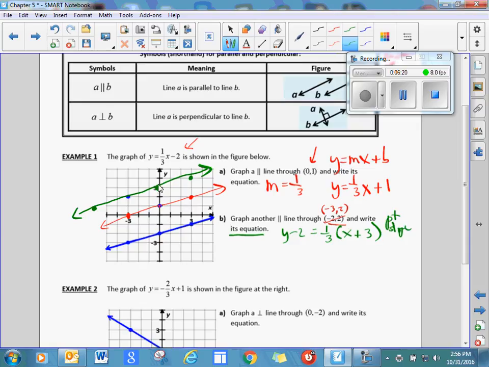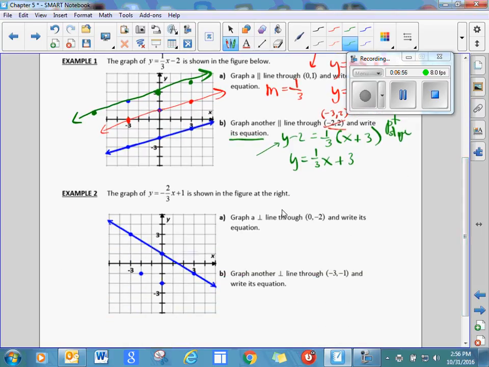If we pluck the y-intercept off of here at positive 3, we get y is equal to 1/3 x plus 3. So hopefully when you simplify this one up here, you would get this exact same equation. This one's helpful when you don't have a nice, neat, exact y-intercept, and that happens all the time. So if we didn't have this exact point for the y-intercept, we'd have no choice but to use the point slope form. So let's go talk about perpendicular lines.